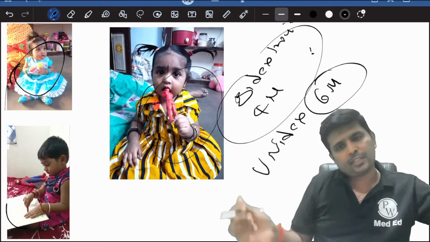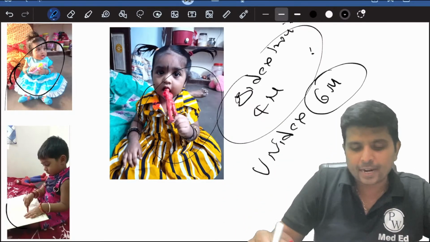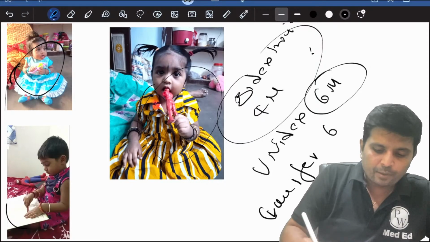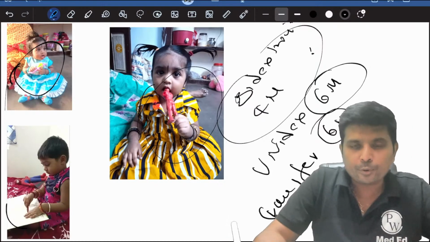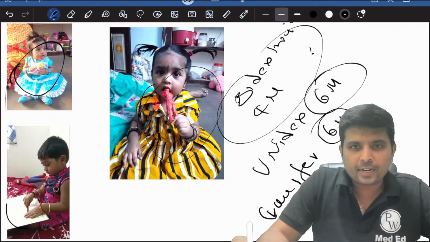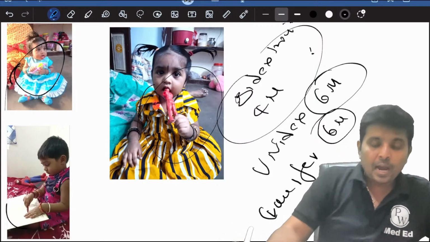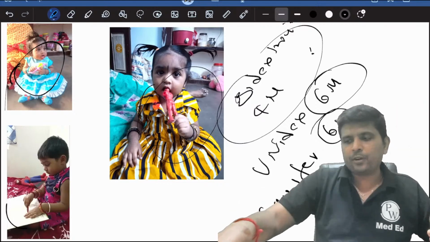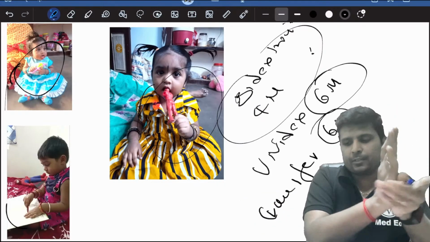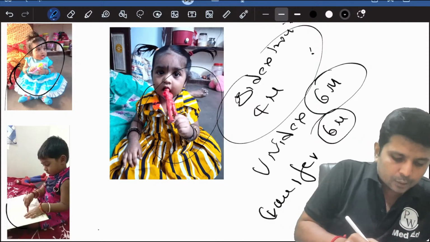And then the child can transfer objects from one hand to another hand, again by about 6 months. And then what is called radial grasp? This is a pen. I am holding it like this. Radial grasp.